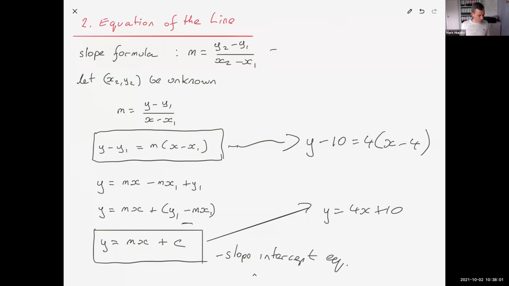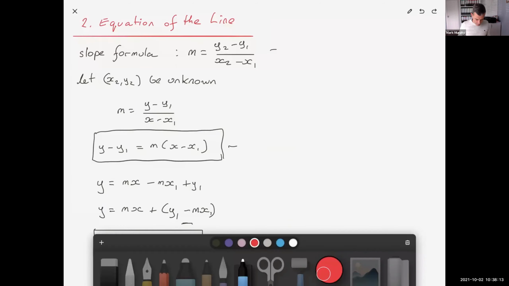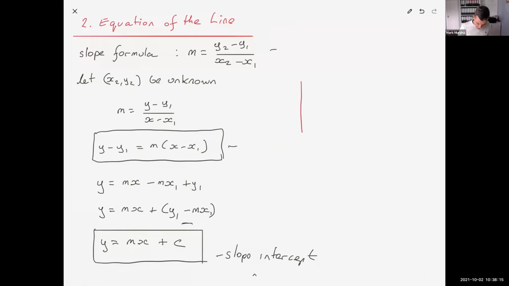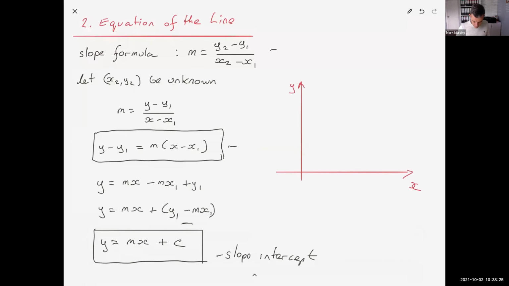Now, I'll just show you this y equals mx plus c graphically, okay? What I'll actually do is I'll do it up here on the same page. So I'll get rid of all that. So if I just do a graph here, and I draw a line like this. Okay, so this is the line y equals mx plus c.